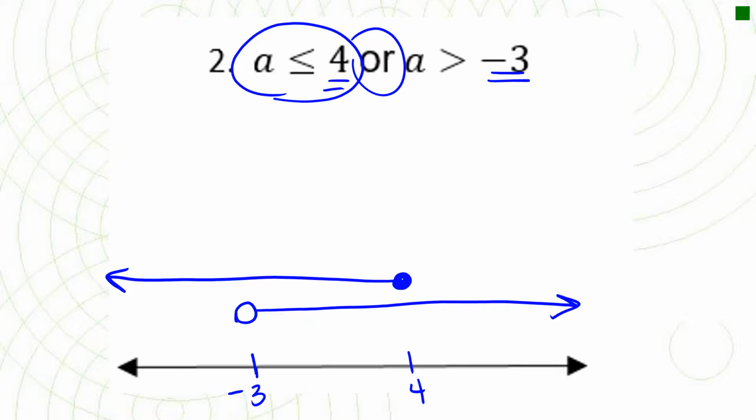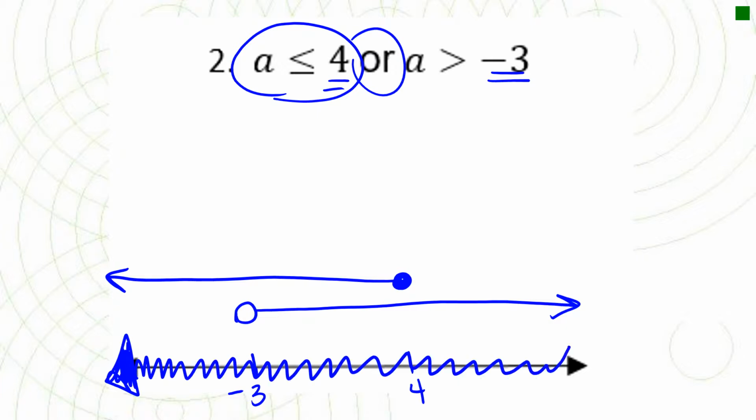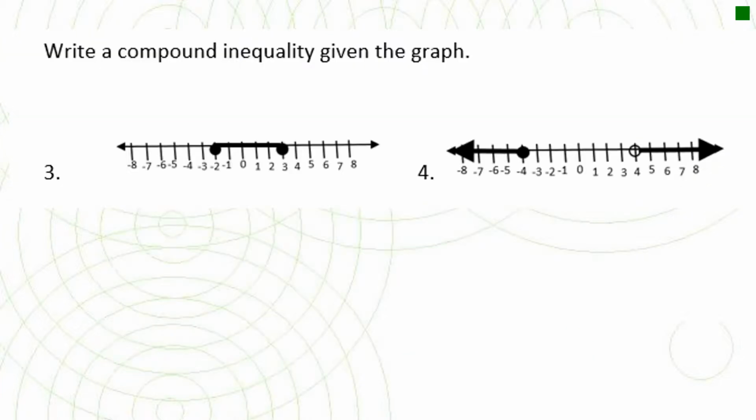Now I have to bring everything down because I'm happy if A is less than or equal to 4 or if it's greater than -3, and that covers my whole number line. When I bring everything down, everything's covered. So for my final solution, I'm going to have everything shaded. There we go.